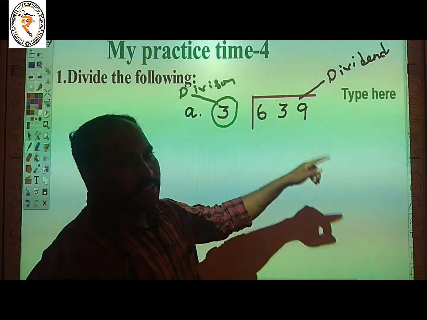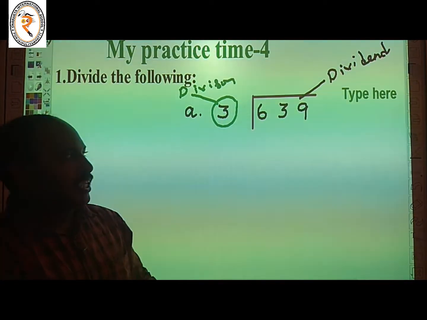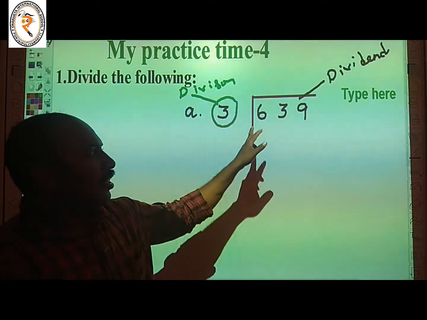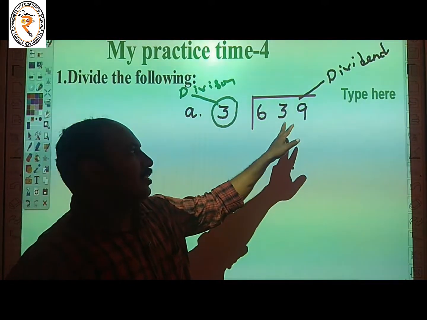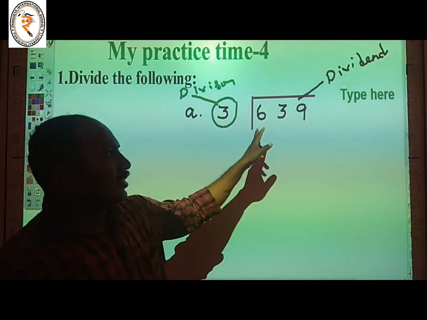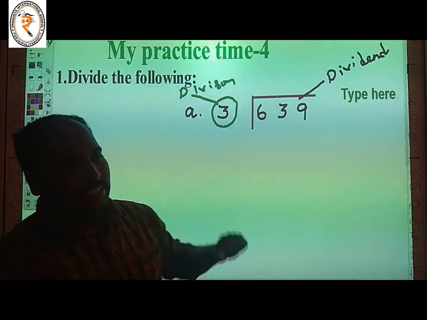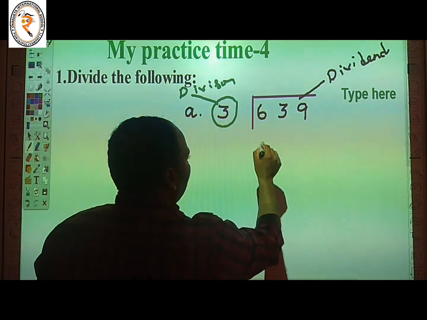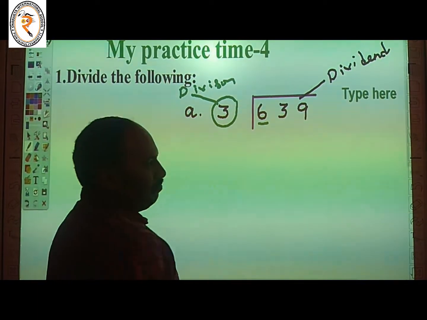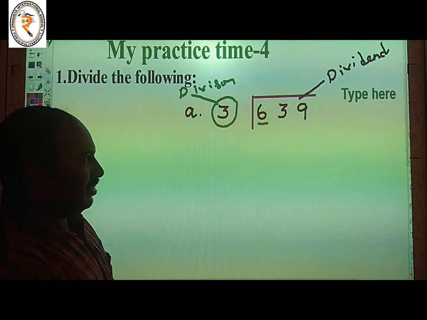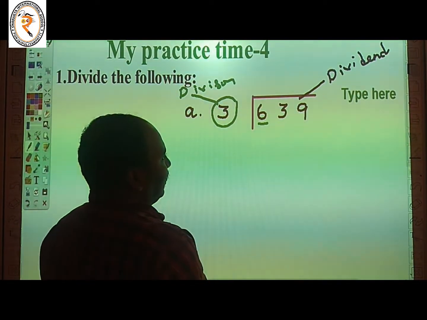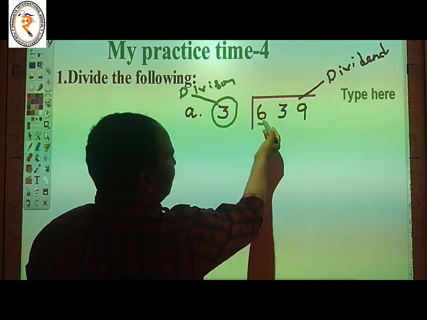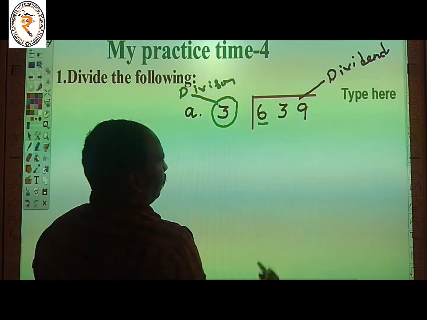639 is a 3-digit number. Already we know the place values: ones, tens, and then hundreds. The divisor is 3. First we take the hundreds place. Here the hundreds place is 6. So the divisor is 3, and we want 6 divided by 3.